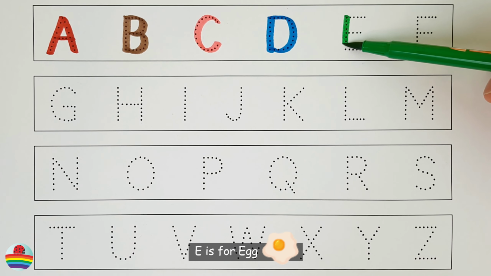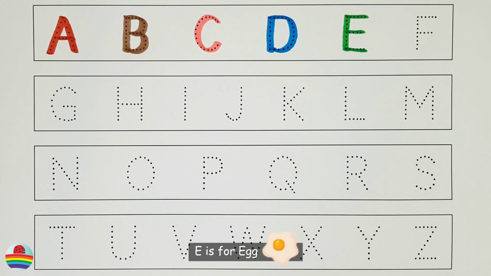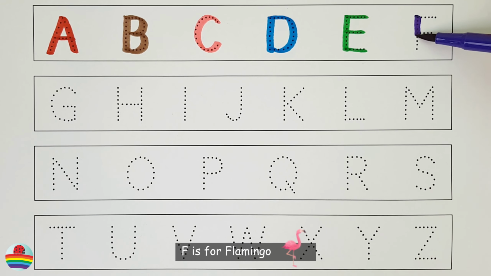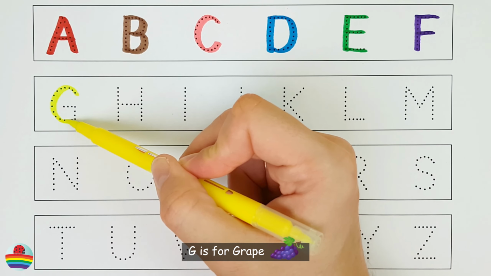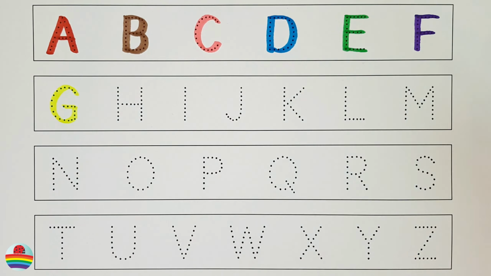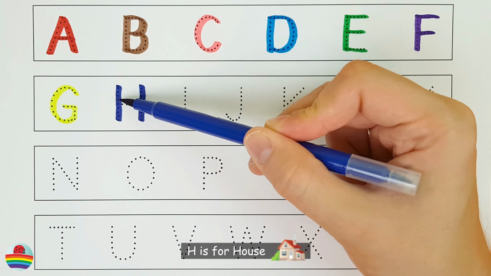E is for egg. F is for flamingo. G is for grape. H is for house.